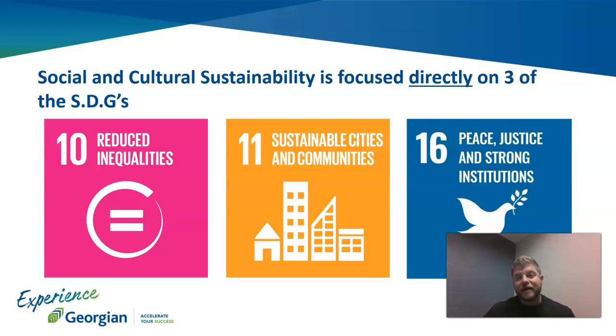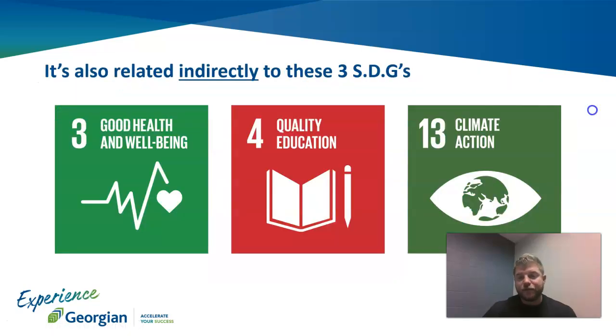We have the Sustainable 2030 whole framework as a PDF under your recommended readings. These are ones that you can just go through, because even the one slide that we showed you in class is just the tip of the iceberg as far as how in-depth these actual SDGs are. So societal and cultural sustainability relates directly to these three. It also relates indirectly to these three SDGs, which are good health and well-being, quality education, and ensuring that we have some sort of climate action.